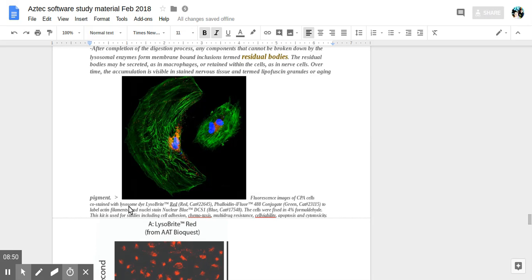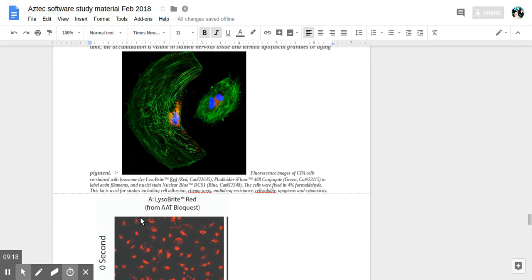So here, co-stained with lysosome dye, LysoBright Red, and phalloidin in green to label actin filaments, and nuclear stain in blue, showing the nuclei. The cells are fixed in 4% formaldehyde. This kit is used for studying cell adhesion, chemotaxis, multi-drug resistance, cell viability, apoptosis, and cytotoxicity.